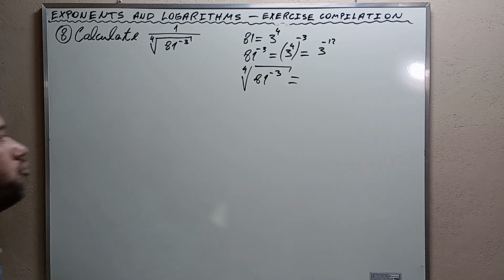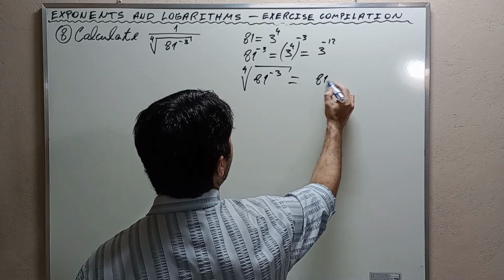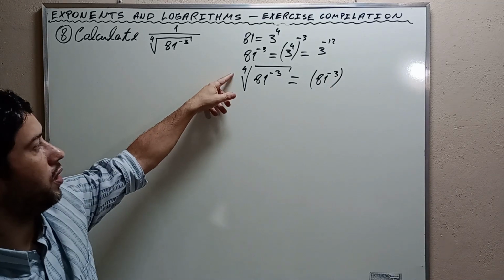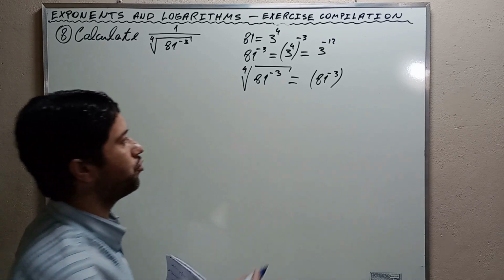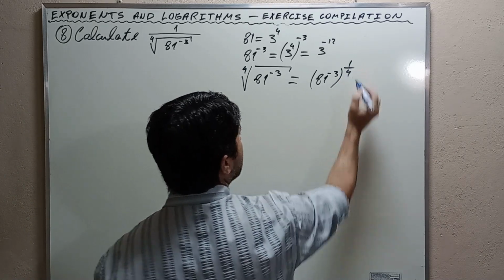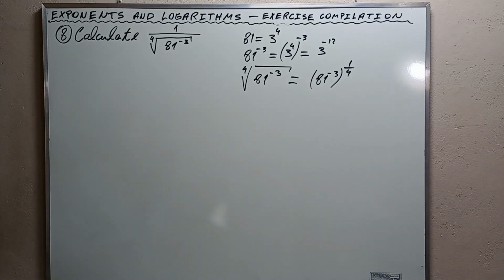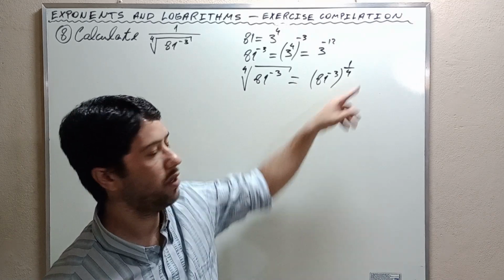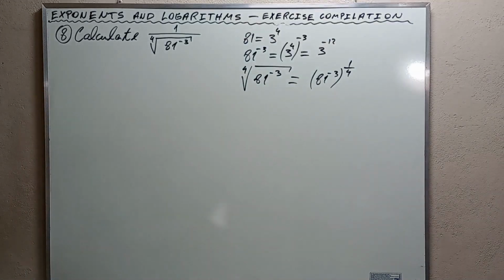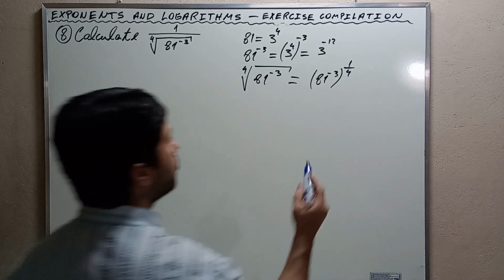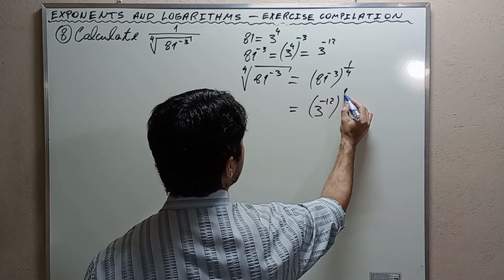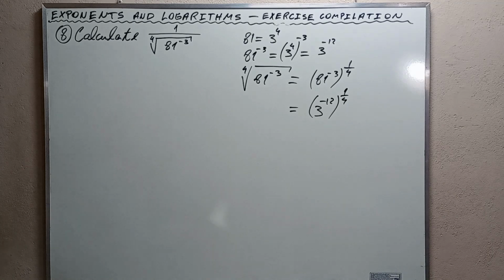We can convert it to 81 raised to the power of negative 3, and observe that the root is the same as raising the number by a 4th. Okay? The 4th root is similar to raising the number by a 4th. And in this way, we are going to convert it to 3 raised to the power of negative 12 raised to the power of a 4th.